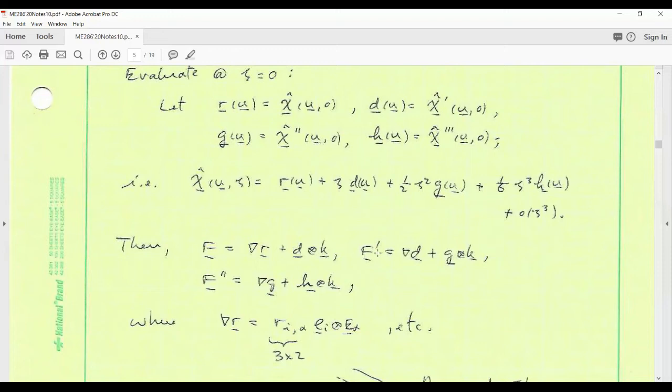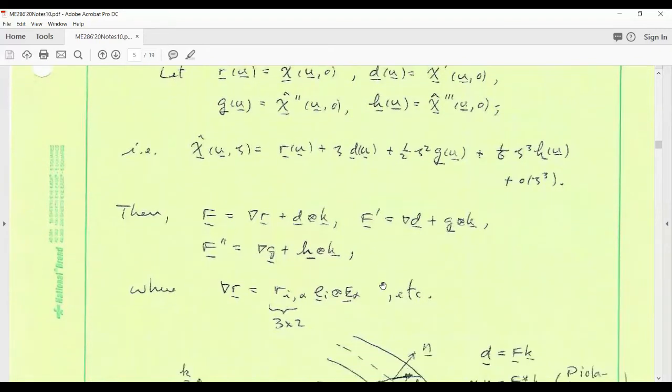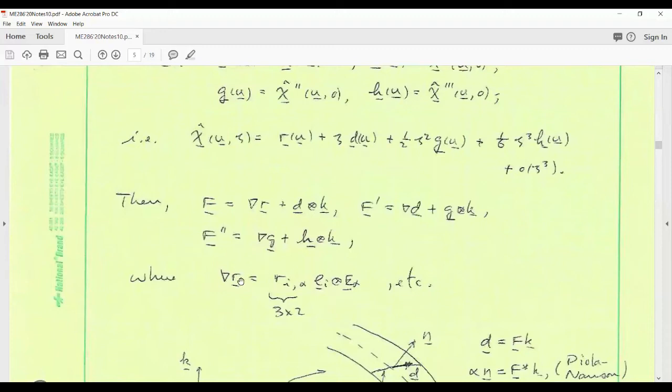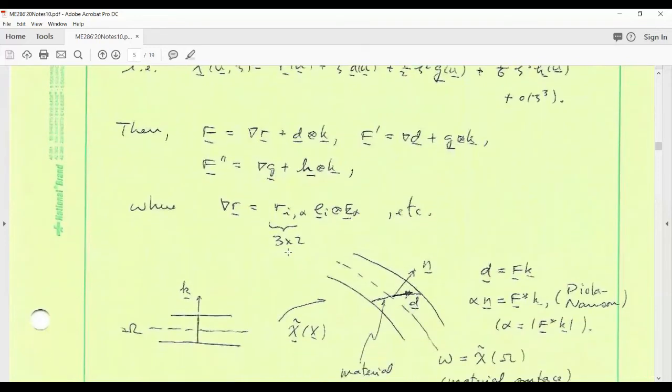The prime of that evaluated in the midplane would just be grad d plus g tensor product k. The second derivative on the midplane would be grad g plus h tensor product k, and so on. And grad r, just as we had before, is the 2D gradient of this three-dimensional deformed position of the midplane. It would be r i comma alpha e i tensor product e alpha, a 3x2 matrix. So everything with a grad in front is a 3x2, can be associated with a 3x2 matrix.